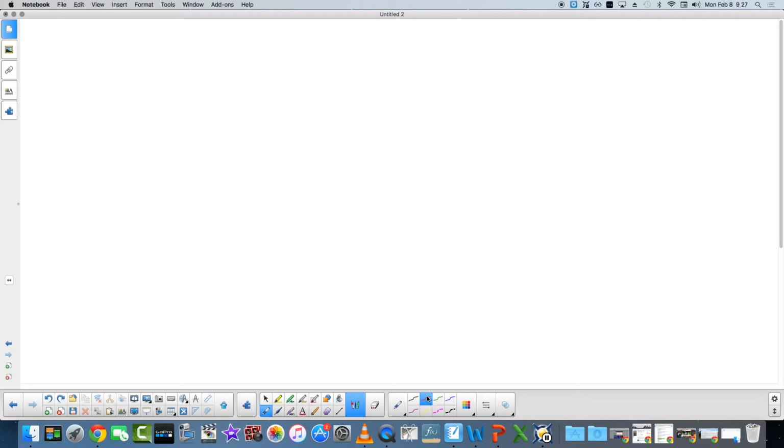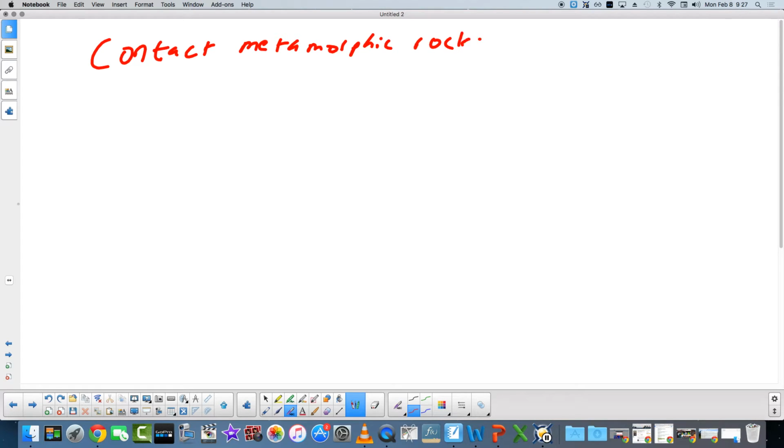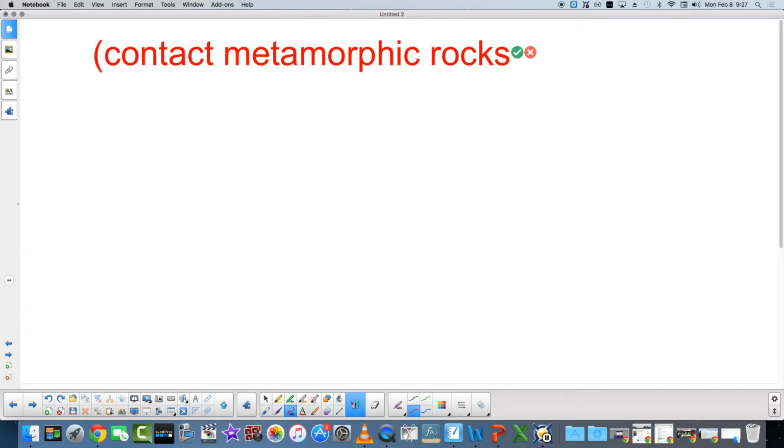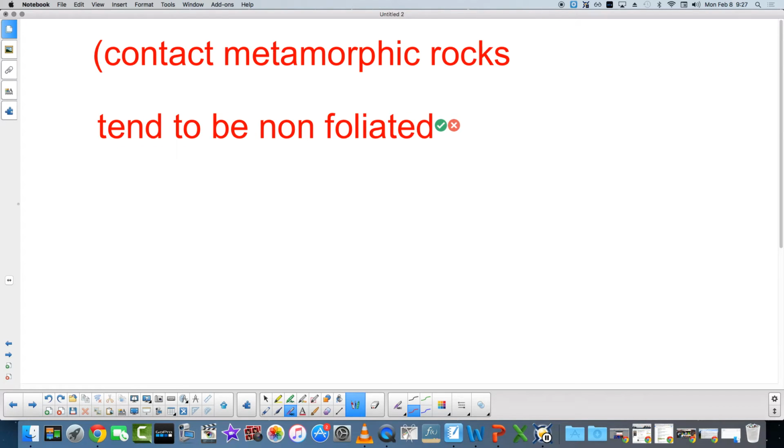Anyway, less common types of metamorphism include contact metamorphic rocks. Recall, these are the ones that come from primarily heat. These rocks tend to be non-foliated. Usually confined to local areas.